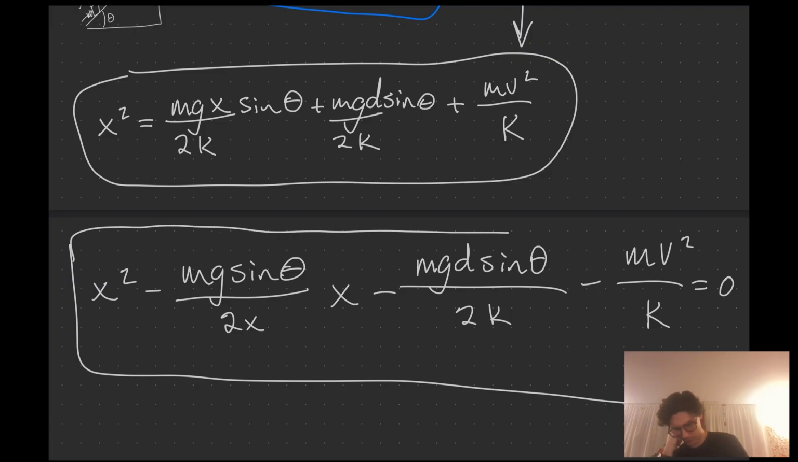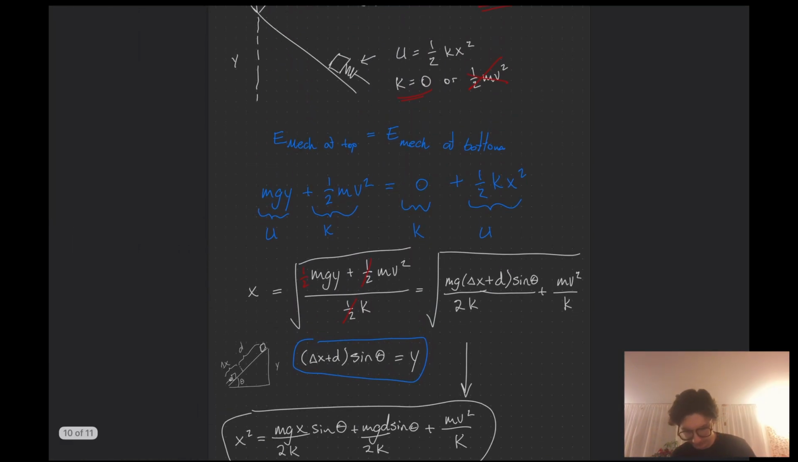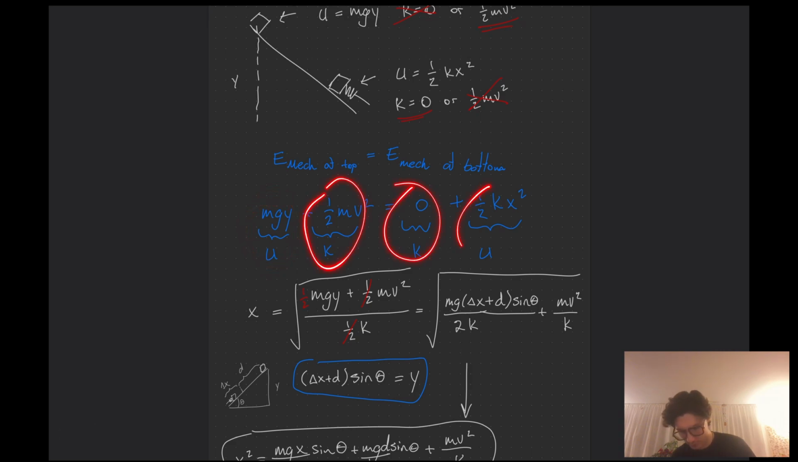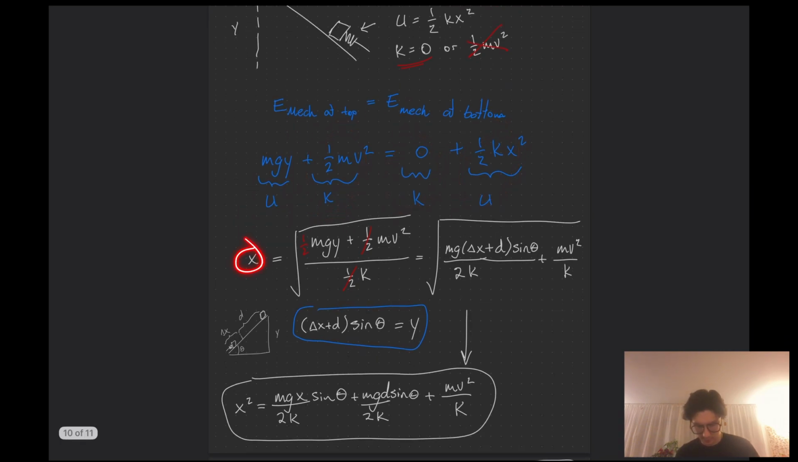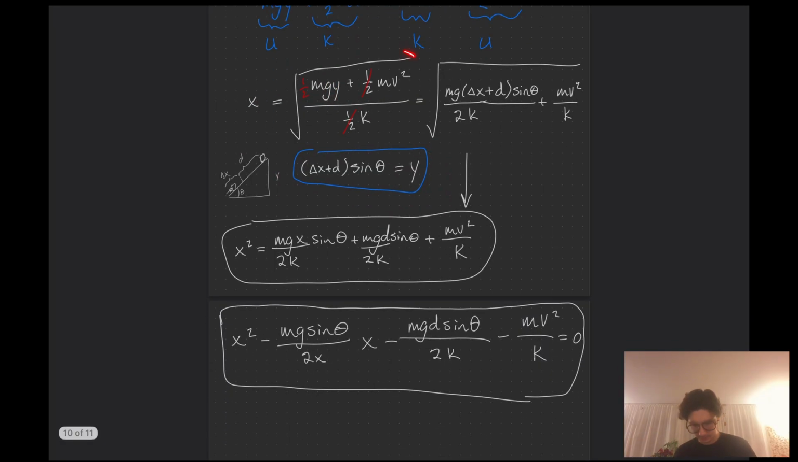So what did we do here? Well, this is the energy conservation equation. So we started from here. We plugged in potential energy at the top, kinetic energy at the top, kinetic energy at the bottom, potential energy at the bottom. And then we're isolating for x. And then we plug in this relationship to find what y equals. We get this, but it turns out that the delta x is inside here. We have to pull it out.